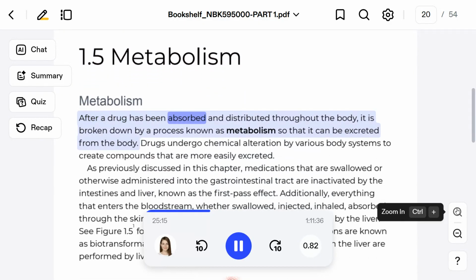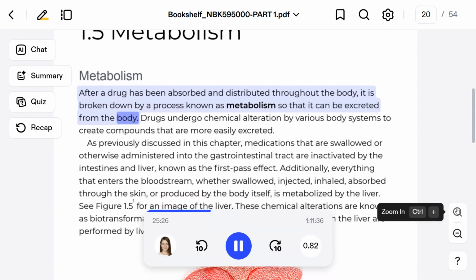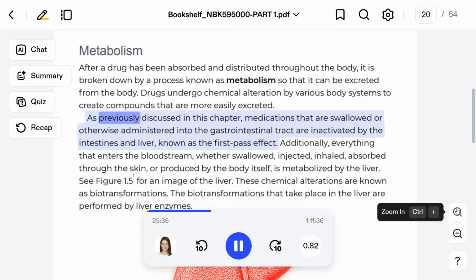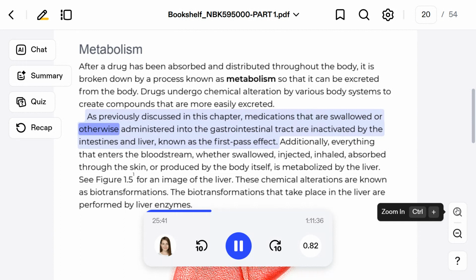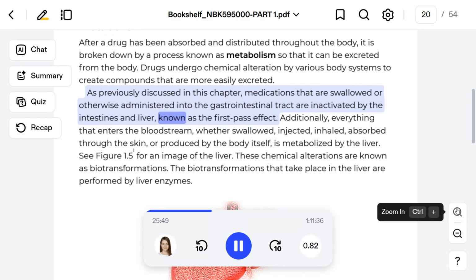After a drug has been absorbed and distributed throughout the body, it is broken down by a process known as metabolism so that it can be excreted from the body. Drugs undergo chemical alteration by various body systems to create compounds that are more easily excreted. As previously discussed in this chapter, medications that are swallowed or otherwise administered into the gastrointestinal tract are inactivated by the intestines and liver, known as the first-pass effect.